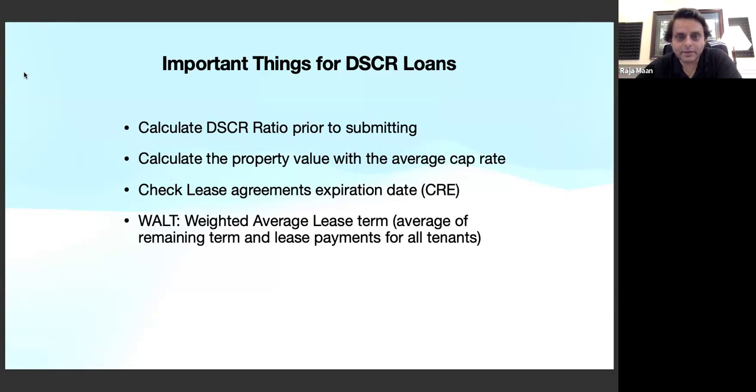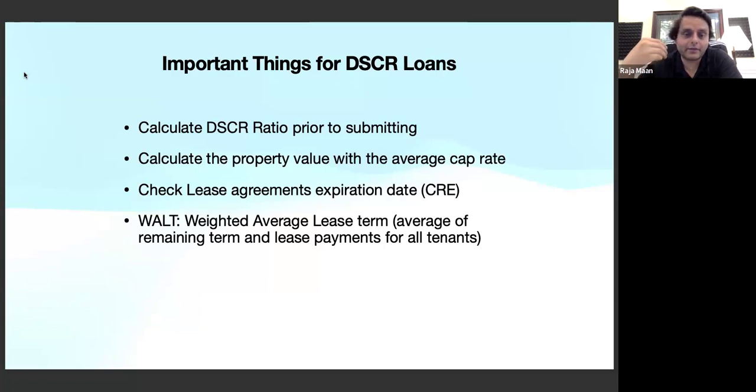And we check the lease agreements. What is the expiration date of the lease agreement, especially for commercial real estate? You may have 10-year, 5-year, or 20-year leases, and if the expiration date is coming for one or two units, we have to calculate it. The fourth point would be WALT, weighted average lease term. We calculate the expiration dates for all the leases and how much square footage they're using, and that will determine the NOI, the value of the property, and how much loan we can go up to.